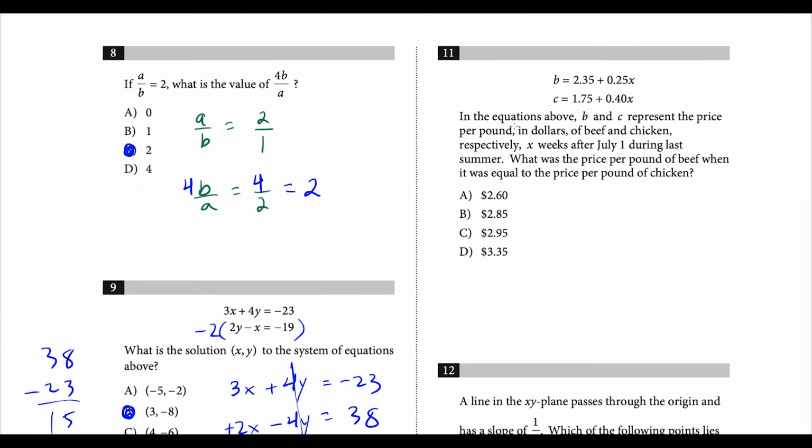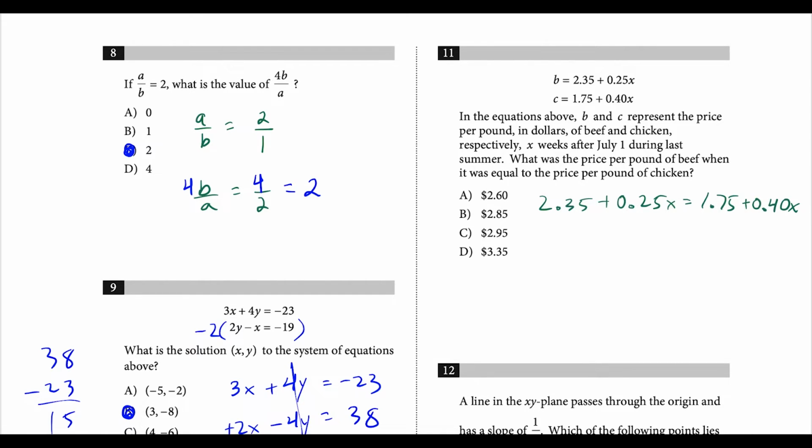Question 11, we have these equations for B and C that represent the price per pound in dollars of beef and chicken, x weeks after July 1st. So we want to know what was the price per pound of beef when it was equal to the price per pound of chicken. So just set these equal to each other. You're going to have 2.35 plus 0.25x equals 1.75 plus 0.40x.